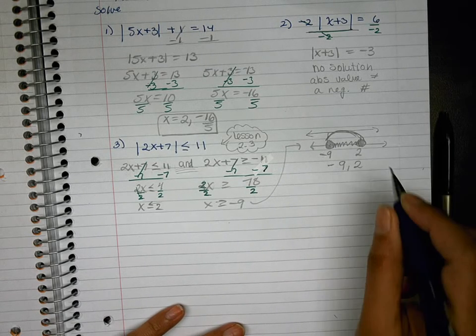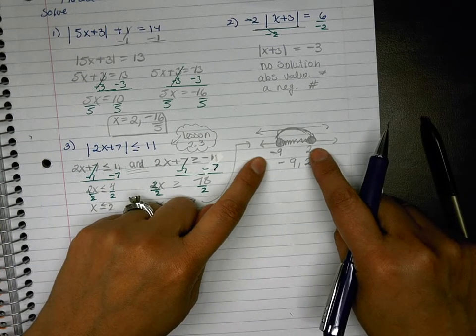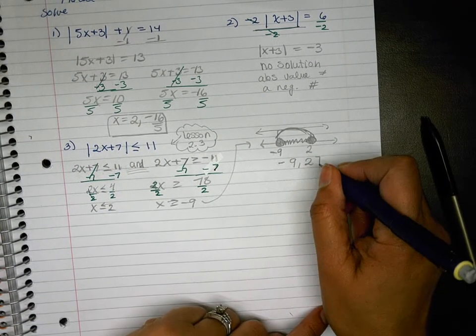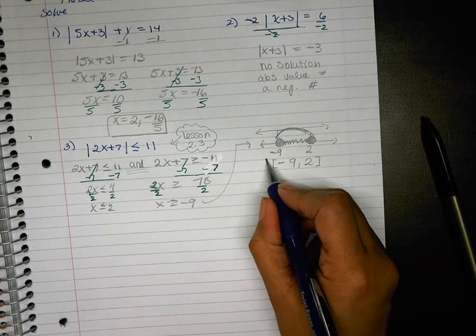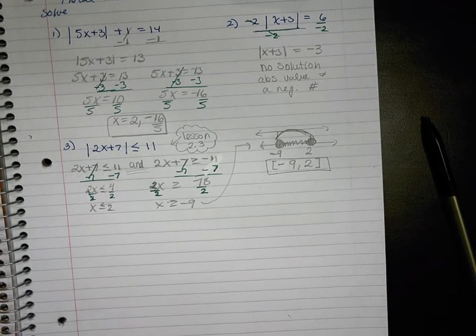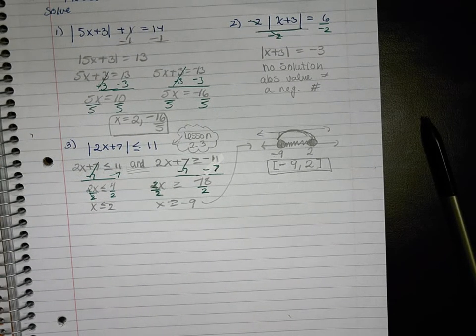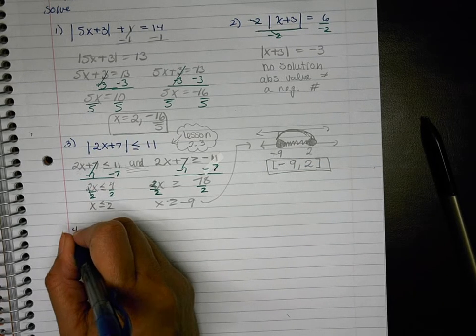-9, 2, parentheses or brackets if they're closed circles. Brackets. Goes from -9 to 2 with brackets. Any questions on number 3? Yes. Okay. Number 4.